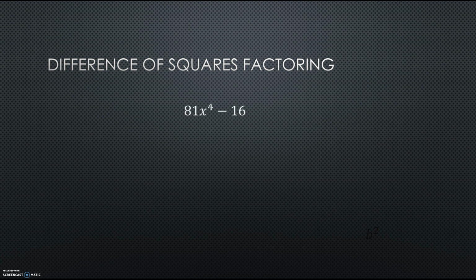Okay. Here's an interesting case because I have 81x to the fourth minus 16, and you say, well, that's not a square, that's a fourth. Well, x to the fourth is just x squared squared, right? So when I factor this, I take the square root of the first term, I get 9x squared. The square root of the second term is 4, so this factors into 9x squared minus 4 times 9x squared plus 4. And again, if you think about that 36x squared term you get from the inner and the outer, one's going to be negative, one's going to be positive, they cancel out.